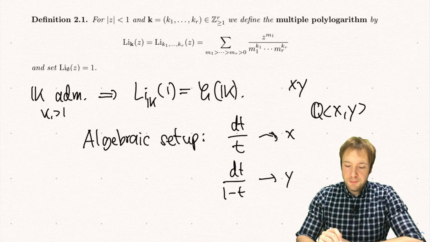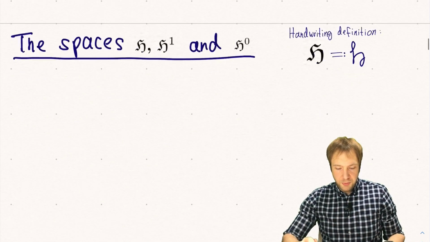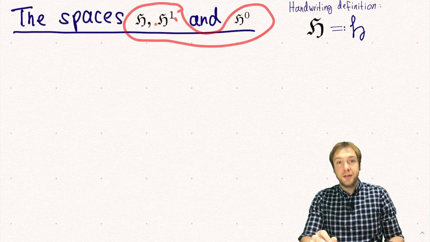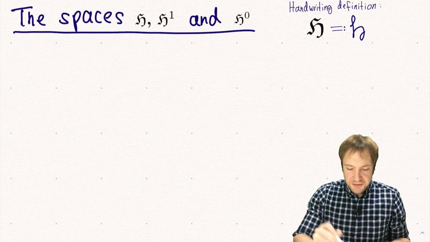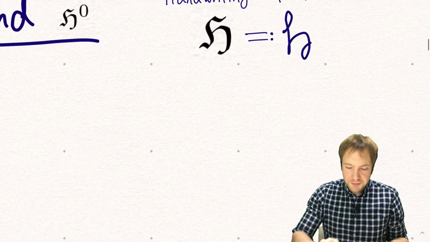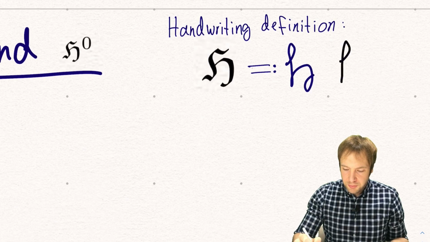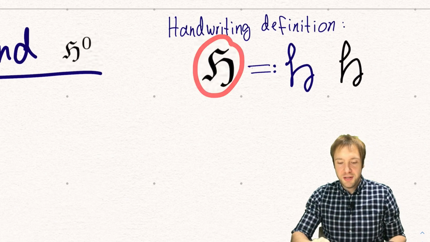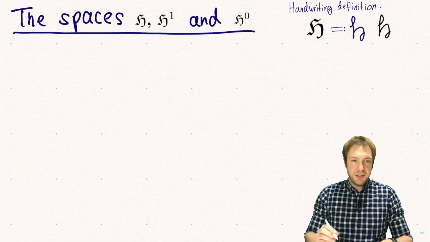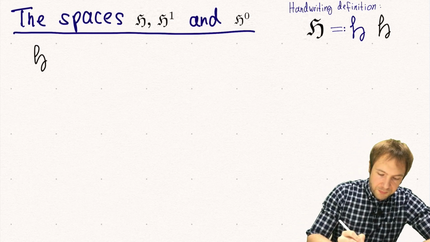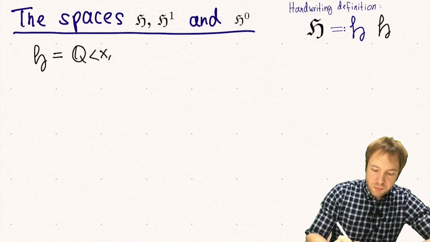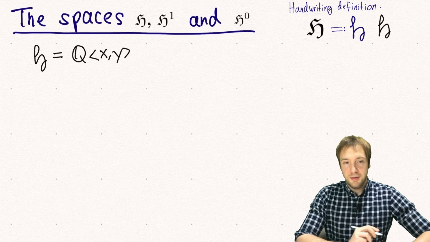And this thing we want to give a name, and this is the algebraic setup we want to introduce now. So we want to introduce three spaces, h, h1, and h0. And to make it easier for me, since I cannot write this by hand, my handwriting of this h will look something like this. So I will write this h for this German h here. And we start by defining this h. So what is this? This is exactly what I said before. So this will be the non-commutative polynomial ring in two variables, x and y.